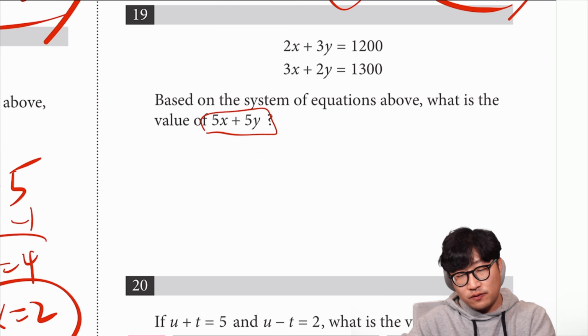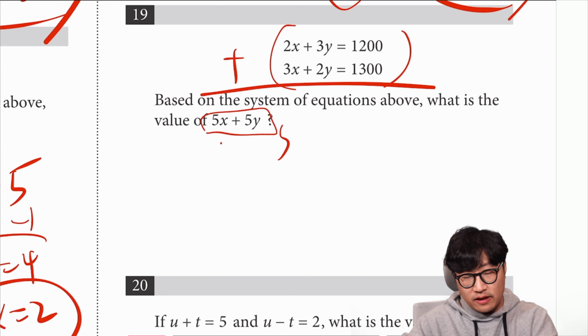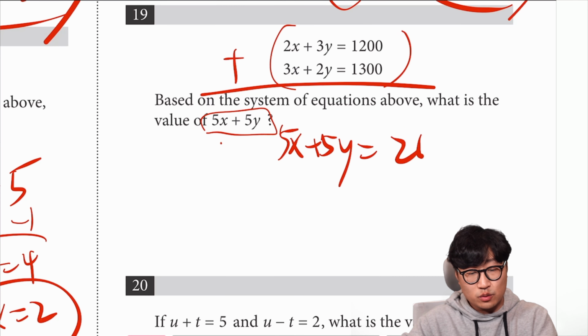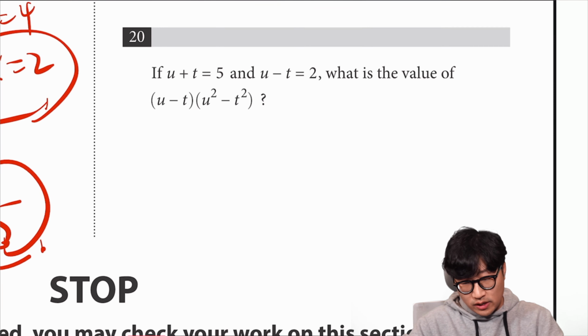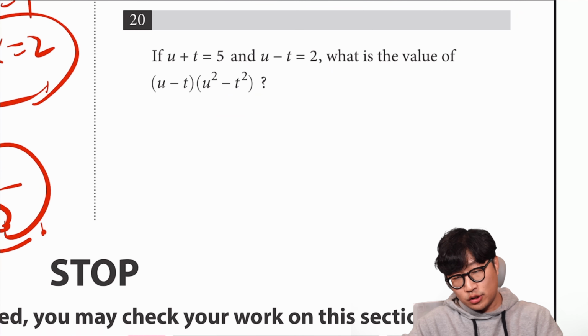They want 5x plus 5y. If you just add that, you literally get 5x plus 5y, and that's equal to 2,500. So you're done. Number 20, u plus t is 5, u minus t is 2. What is the value of that?